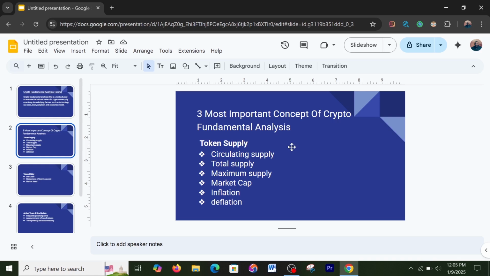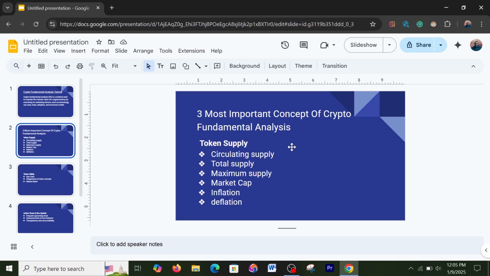So token supply is the very first metric, and in token supply you have circulating supply, total supply, maximum supply, then you also have the market cap. I'll talk about all of this. Then you have token inflation and token deflation. These are very important components that you must understand.